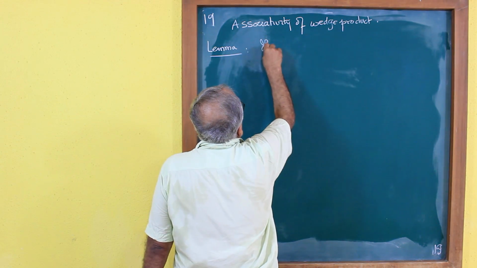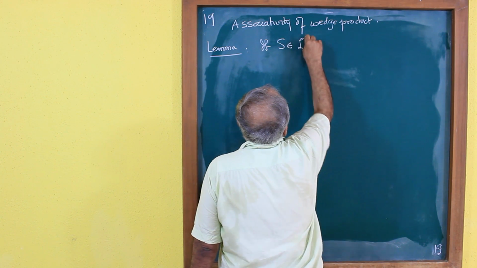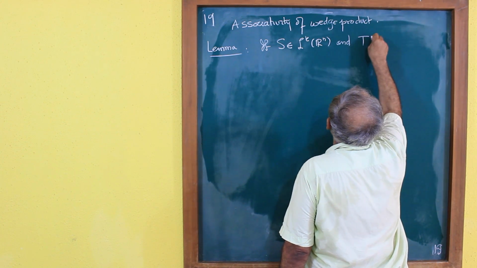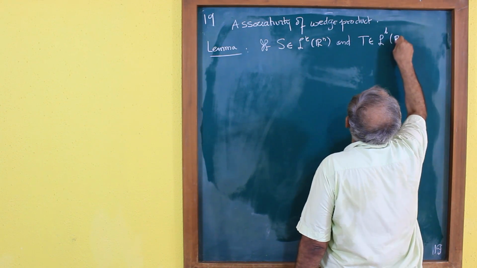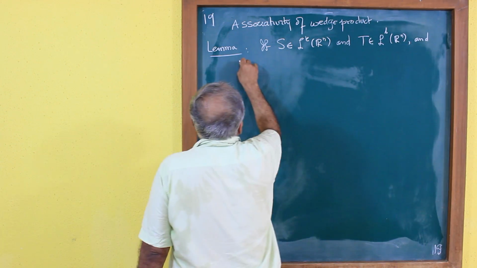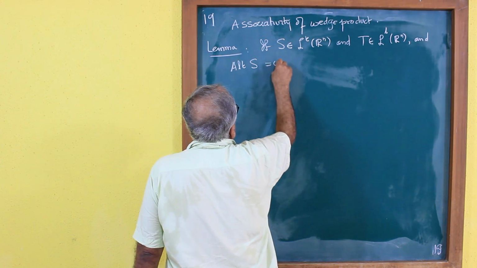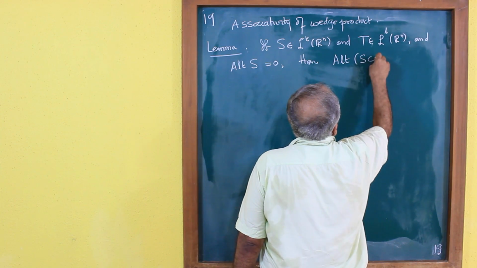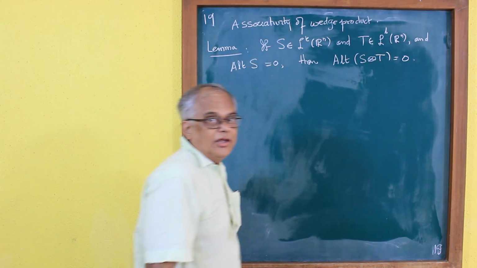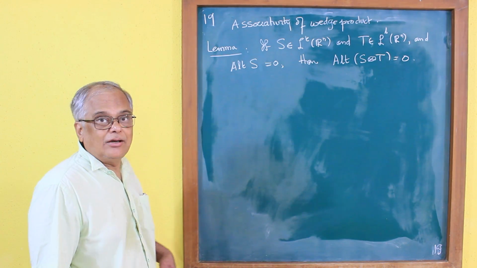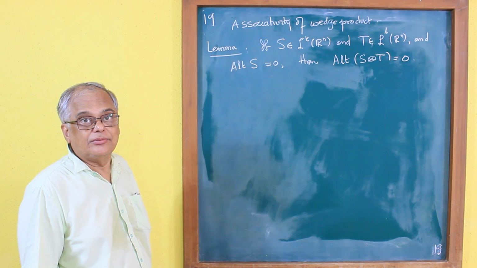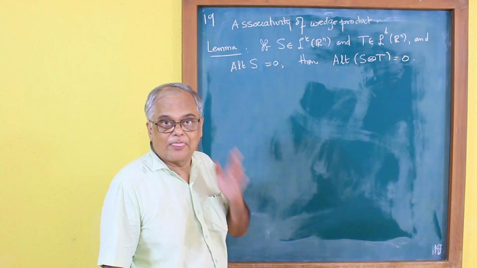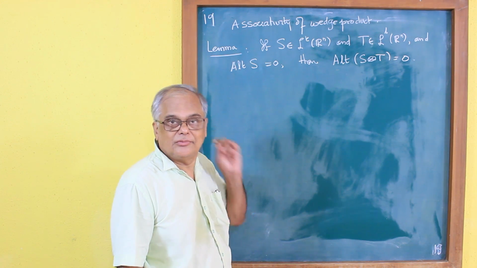If you have an S in Lk of Rn and a T in Ll of Rn, and alt S is equal to 0, so you have something whose alt is 0, then what we are saying is that if you take alt of S tensor anything, then alt of that is also 0. Okay. Why is this true?